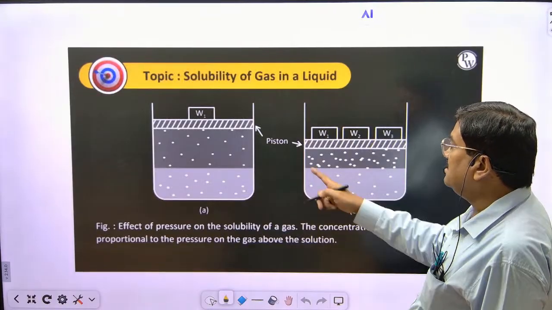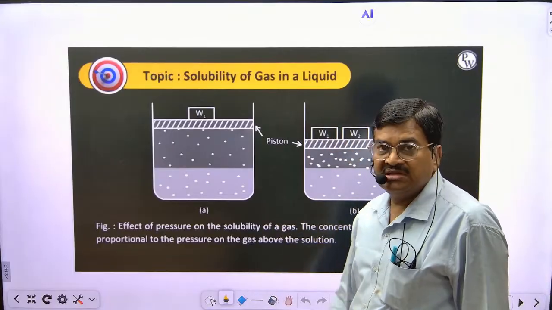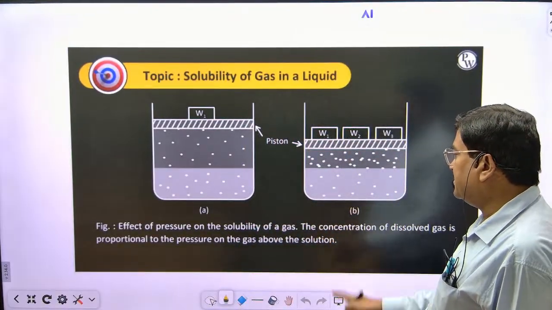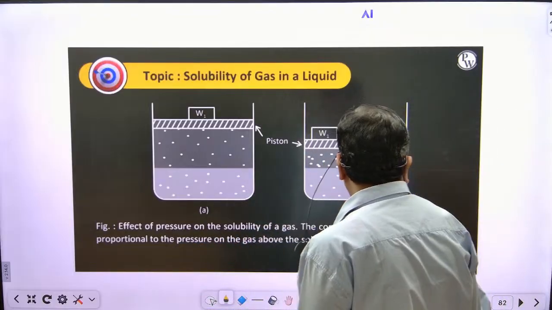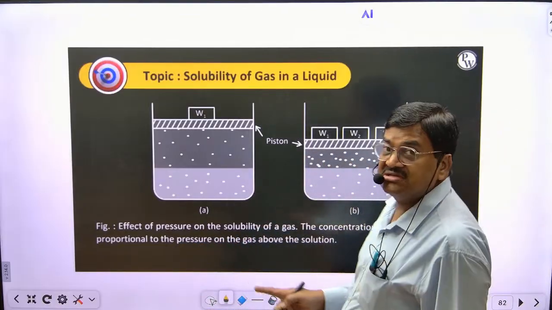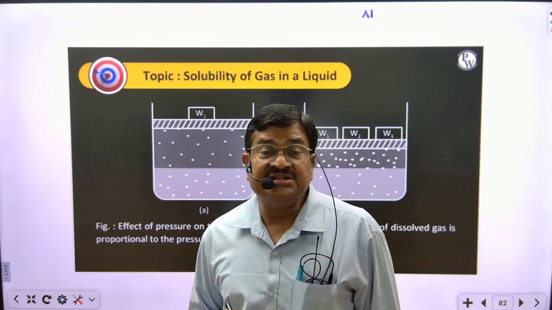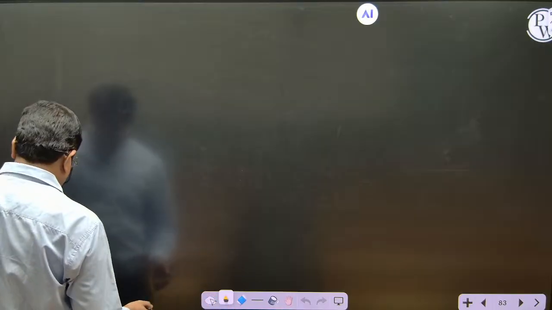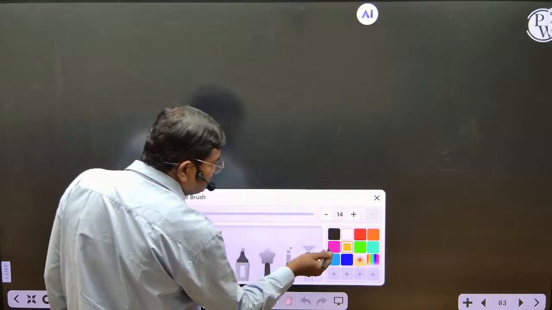Now see, this is what in the PPT they are showing, solubility of gas in liquid. I think so. Yesterday we were in solubility of gas in liquid. This is the effect of pressure on solubility of gas. This I will explain to you once again on the board. Later I will share the PPT. Okay, students. Now today our discussion will be what are the factors that influence the solubility of gas in liquid. So write heading: effect of pressure on solubility of gas in liquid.